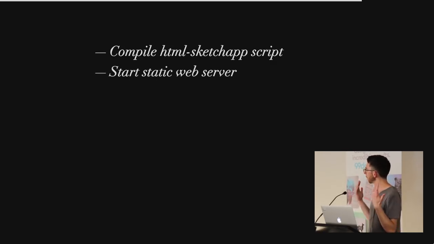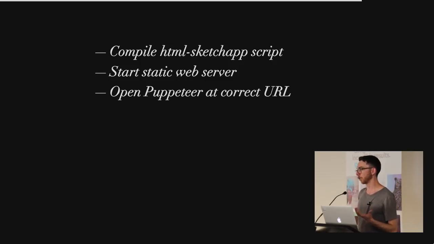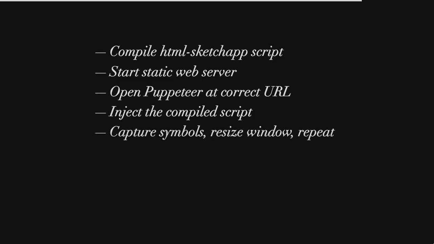Then you need to start up, well, in our case we had to start up a static web server. You might have an existing web server you point to instead. We open Puppeteer, which is a headless Chrome, and we point that at the correct URL. We then inject the script that we compiled at the start with HTML Sketchapp and all the logic for pulling out the symbols. We inject that into the Puppeteer instance.